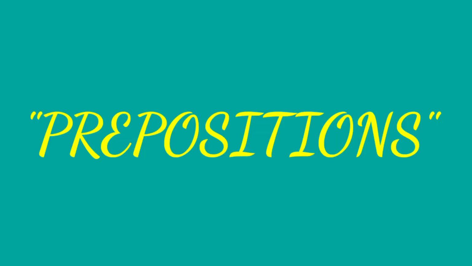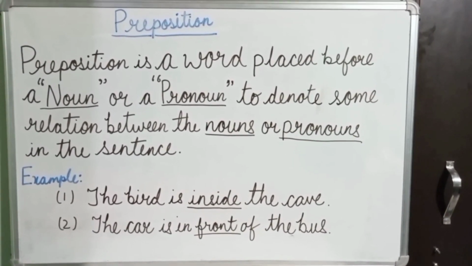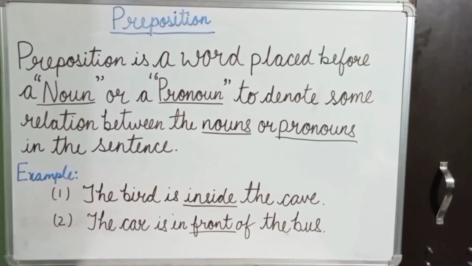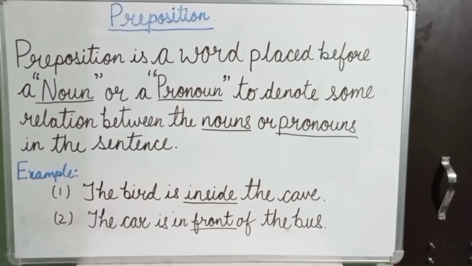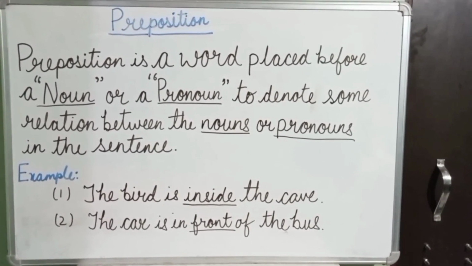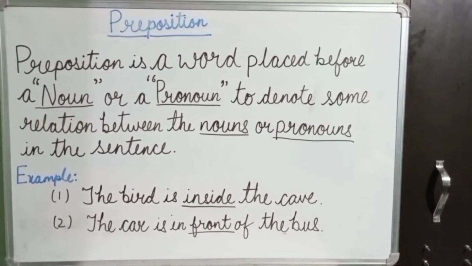Today we'll be doing a grammar lesson, prepositions. A preposition is a word placed before a noun or a pronoun to denote some relation between the nouns or pronouns in the sentence. For example, the bird is inside the cave.